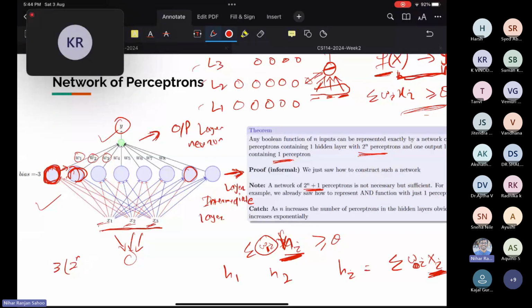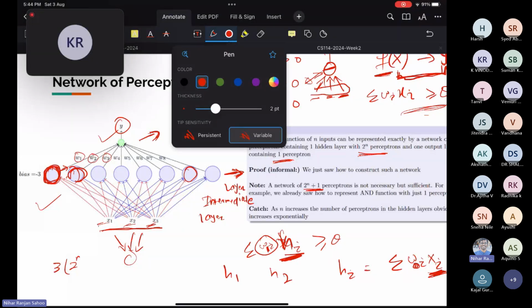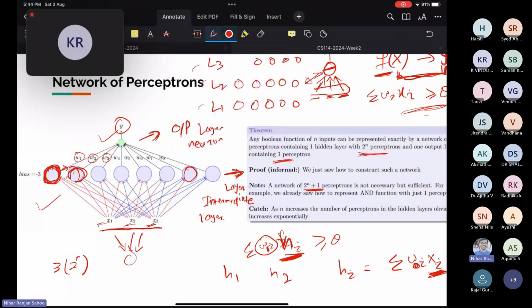So the intermediate layer has 2 to the power n neurons, and every neuron requires 3 W's. That is, if we are forgetting the bias term. I'm not using the bias term now. Without the bias term, there are 3 W's corresponding to each intermediate neuron, and the output neuron requires 8 W values, right? So these are that many number of W's.